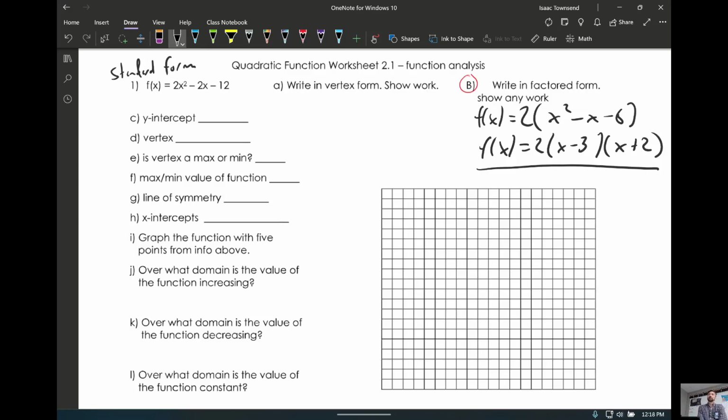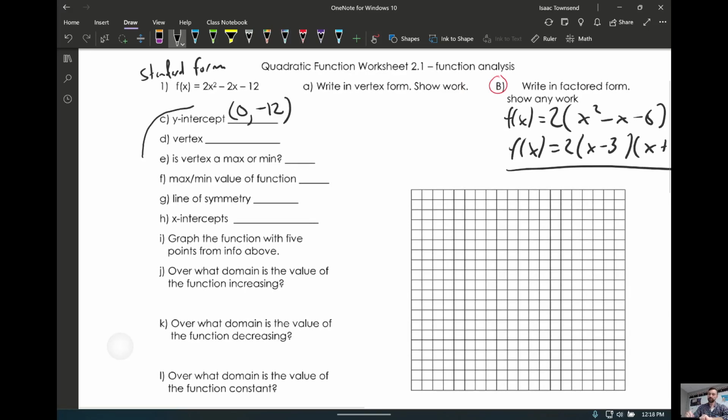Okay, there's also something called vertex form, and that's one that you may not remember very well, but we'll come back to it after we have some of this information. So, y-intercepts, just like all other math stuff, happens when x is 0. So if I plug in 0 for x and solve, I know the y-intercept is going to be at 0, negative 12.